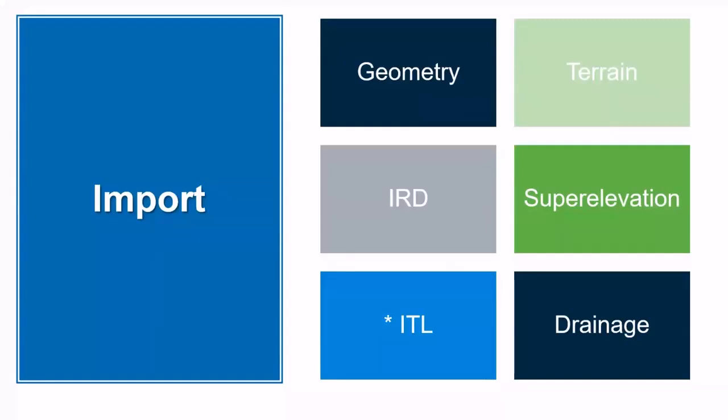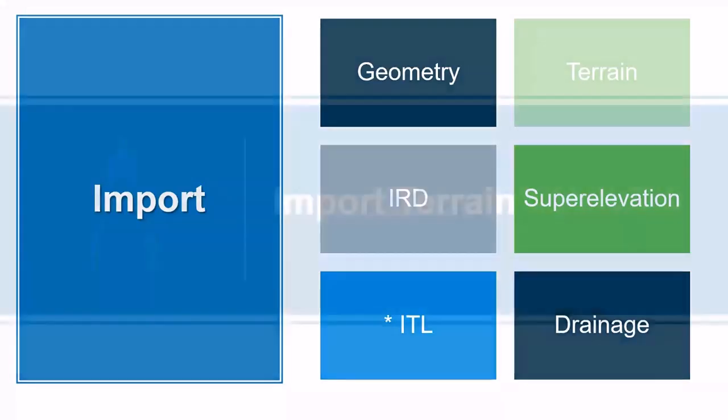Now let's turn back to, remember, we're migrating V8i projects that for the most part have no OpenRoads data. So this is basically going to turn into an import process. Whether you've got geometry and terrains and IRDs or super or drainage, at the end of the day, you're going to be importing it into OpenRoads. So let's walk through that process and see how that would work.